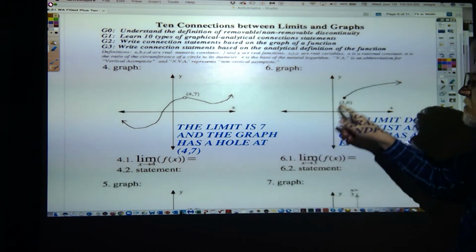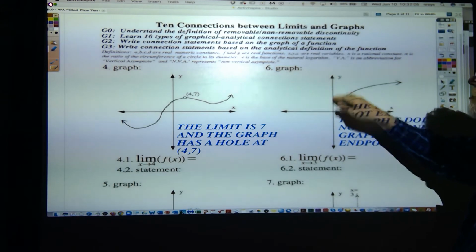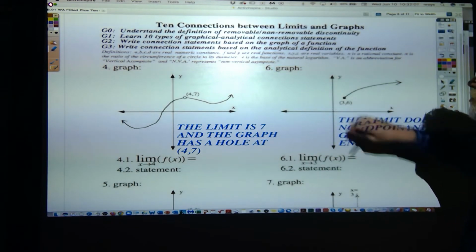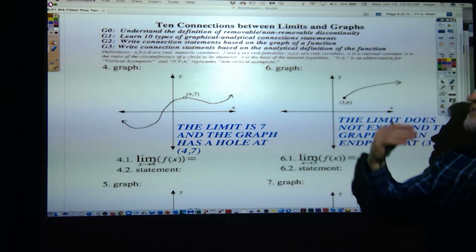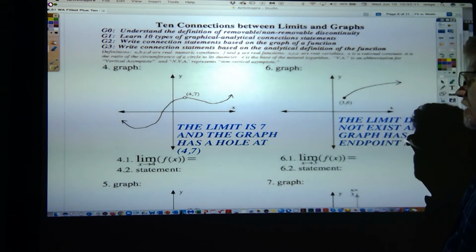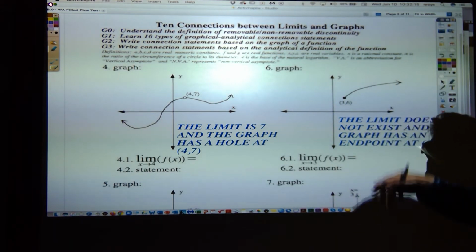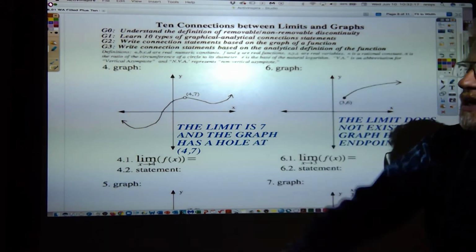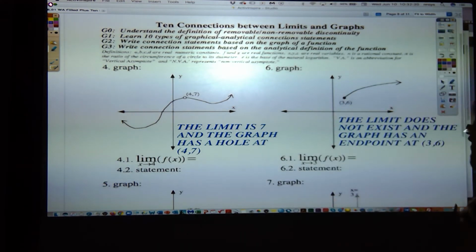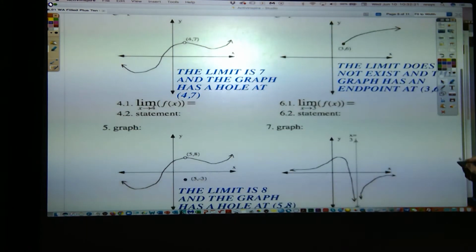The limit as x approaches 3 from the left, there's no train track. There's no place for the train to travel. It needs a track to travel. So the limit as x approaches 3 from the left does not exist. You can't say 6 does not equal does not exist. All you can say is that the limit does not exist. The graph has an endpoint at 3 comma 6.